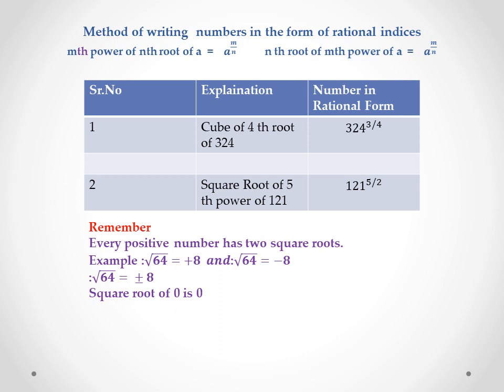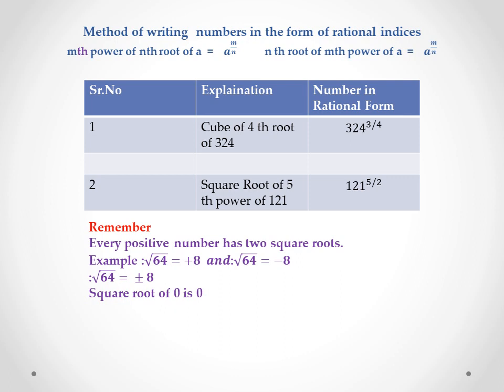Now, method of writing numbers in the form of rational indices. Now, the opposite way. If they give us an explanation, we can convert it into index form. Mth power of nth root of a means a raised to m upon n, where the power is the numerator of the index, and the root is the denominator of the index. Nth root of mth power of a. Nth root means n is in the denominator. Mth power means m is in the numerator, that is a raised to m upon n.